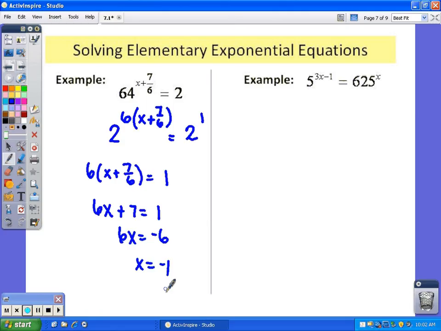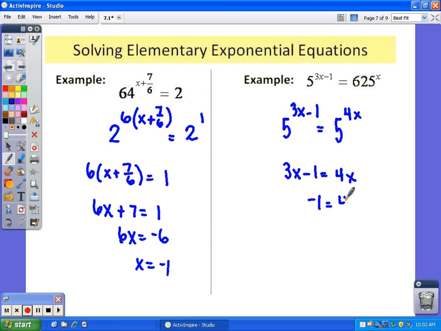This next example, again, they both have exponents, but they're both by themselves. We need to rewrite the bases. The 5 you cannot rewrite. But the 625, if you'll think about it, you should agree that it's 5 to the 4th power. And then you still have the x as an exponent. Since the left and right hand side are equal, the bases are equal, so the exponents must be equal. I'm going to subtract 3x from both sides, and that's going to give me x is negative 1.